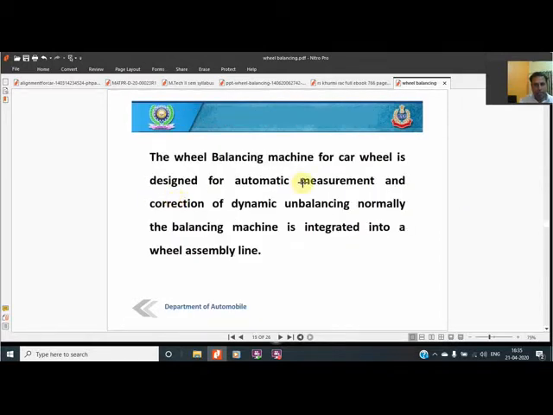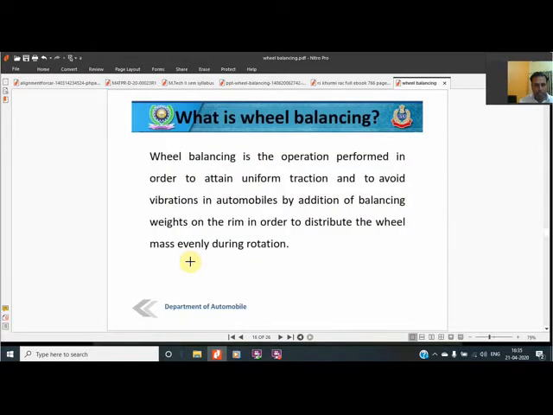The wheel balancing machine for car wheels is designed for automatic measurement and correction of dynamic balancing. Normally the balancing machine is integrated into the wheel assembly line. Means the automatic machine is used for balancing this. And why is wheel balancing required? Wheel balancing is the operation performed in order to attain uniform traction and to avoid vibrations in automobiles by addition of balancing weights.